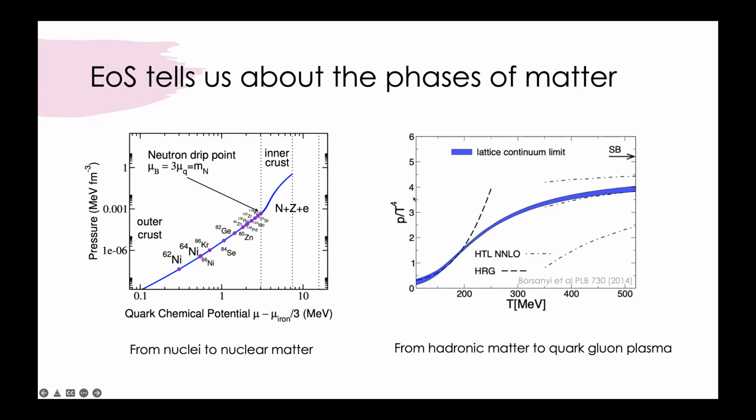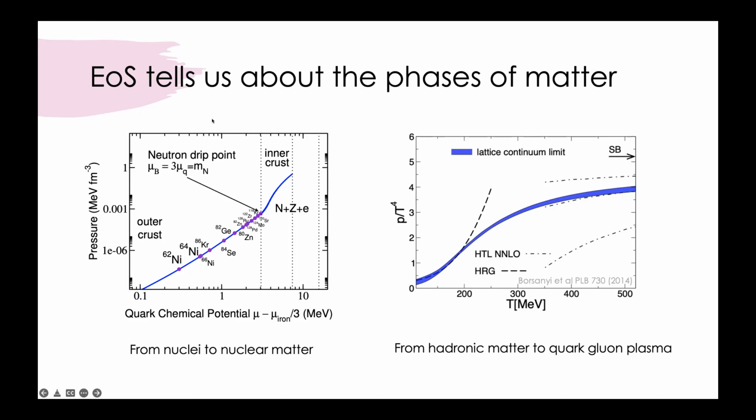For example, here is the equation of state of hot QCD matter that you certainly know very well, and you can see a qualitatively different behavior between the hadronic gas and the quark matter phase, and that is encrypted in the equation of state. So by looking at the equation of state, one can know something about the phase structure.